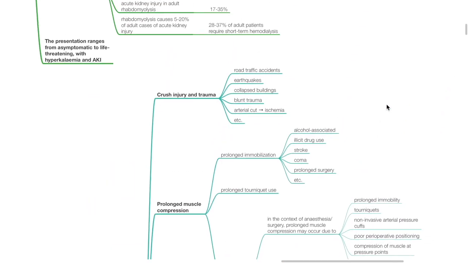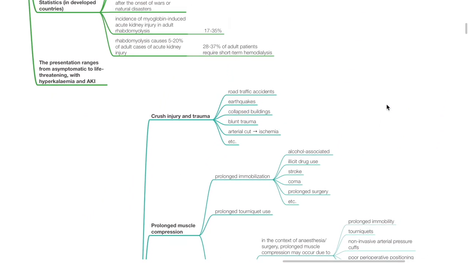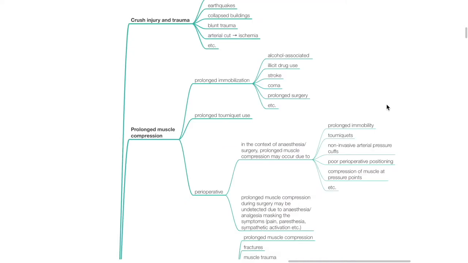Traumatic causes. Crush injury and trauma, for example, due to road traffic accidents, earthquakes, collapsed buildings, blunt trauma, and arterial cut causing ischemia. Prolonged muscle compression, for example, due to prolonged immobilization, alcohol-associated, illicit drug use-associated, stroke, coma, or prolonged surgery, prolonged tourniquet use, and perioperative.